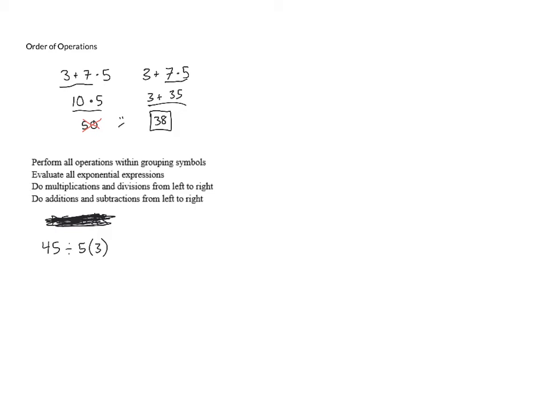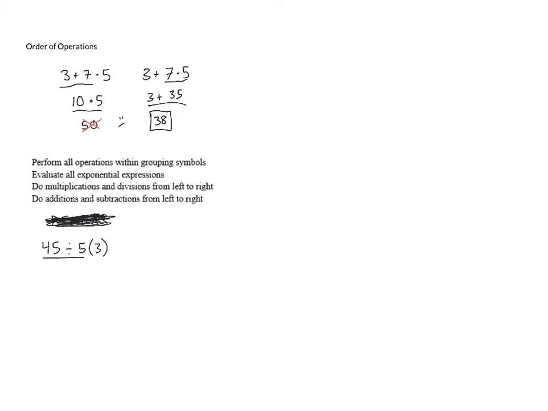It's important that you understand these things. I'm going to point out some of the common misconceptions so that we can make sure we're moving through these problems confidently. So we don't have any operations within grouping symbols. We can skip that step. There are no exponents. We can skip that step. Now we have to do multiplications and divisions from left to right. We've got a multiplication and we've got a division. Which one comes first? Well, we're going to do the division first because that comes first from left to right.